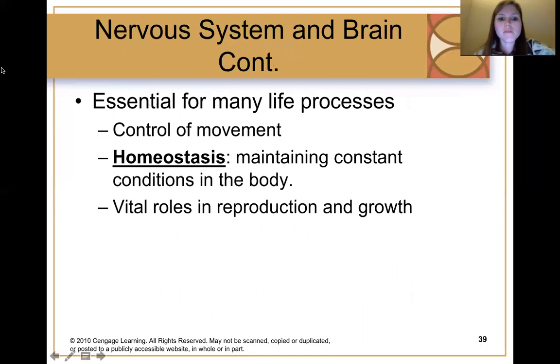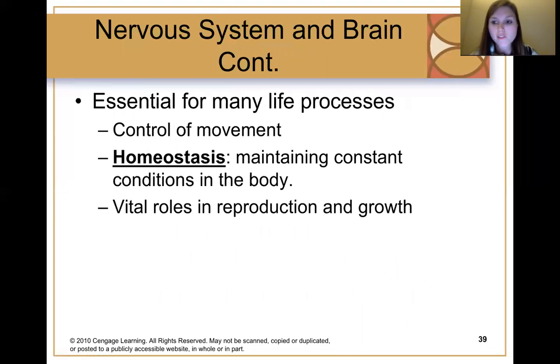So the nervous system and the brain are essential for many life processes. They're responsible for the control of movement. Like I said, if you need to move your arm or your leg, that's going to happen through signals from the nervous system. And then the nervous system is also responsible for what is called homeostasis.